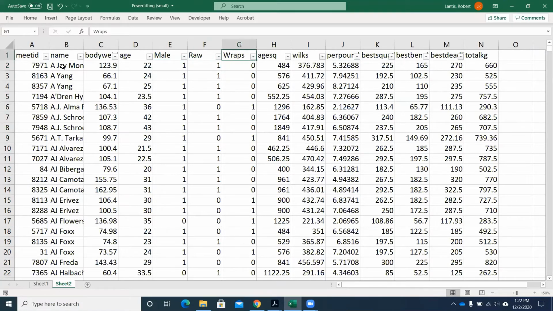These raw and wraps variables are different things that the lifters can use. Raw means they can't really use the equipment that helps them lift more. Wraps is a little bit of an assist, and the one that's not included would be the fully assisted lift, where they're using things that help them lift quite a bit more, right?